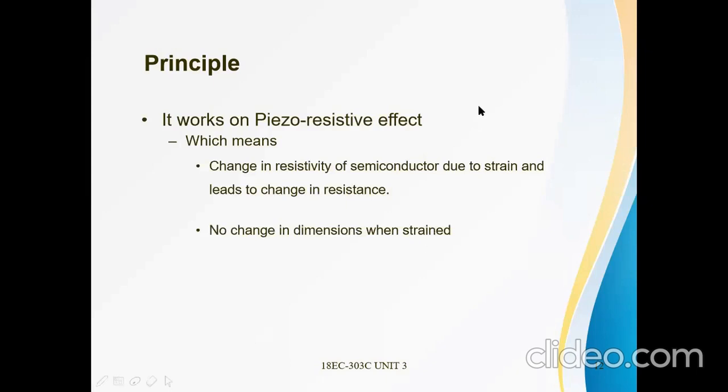Previously, we discussed that with applied strain, the area or length of the wire material will be varied, and based on that, the resistance varies. But in the semiconductor strain gauge, there is no change in dimensions when strained. That means the length or the area of the material is not changing at all. Only the resistivity of the semiconductor material changes in this semiconductor strain gauge.